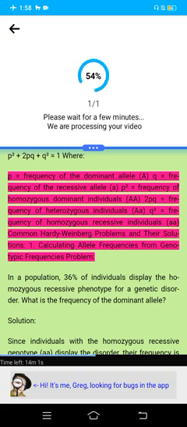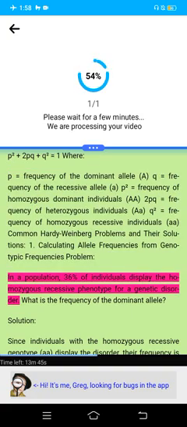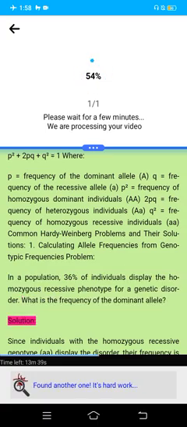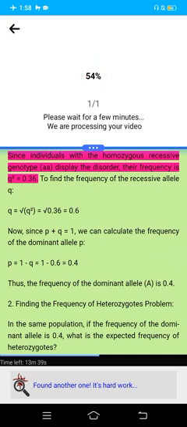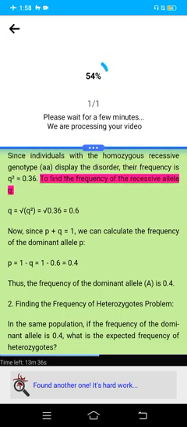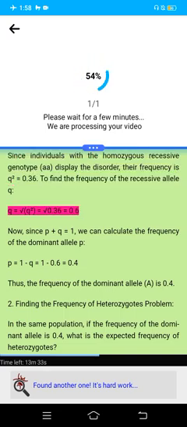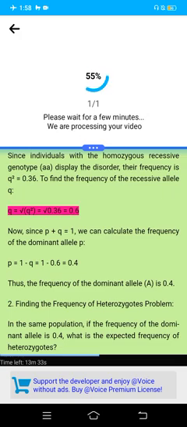1. Calculating allele frequencies from genotypic frequencies. Problem: In a population, 36% of individuals display the homozygous recessive phenotype for a genetic disorder. What is the frequency of the dominant allele? Solution. Since individuals with the homozygous recessive genotype aa display the disorder, their frequency is q squared equals 0.36. To find the frequency of the recessive allele q, q equals the square root of q squared, which equals the square root of 0.36, equals 0.6.